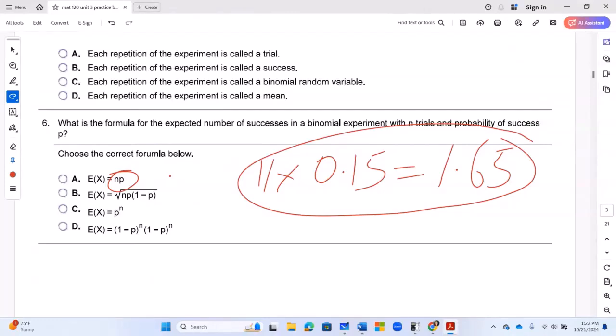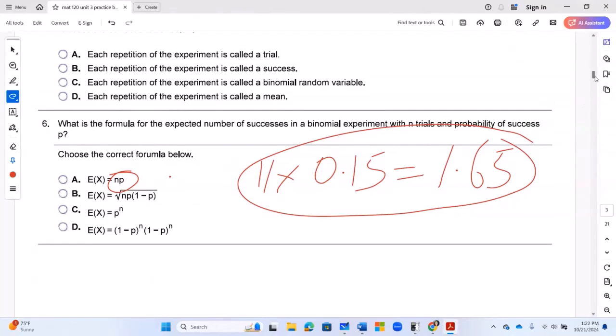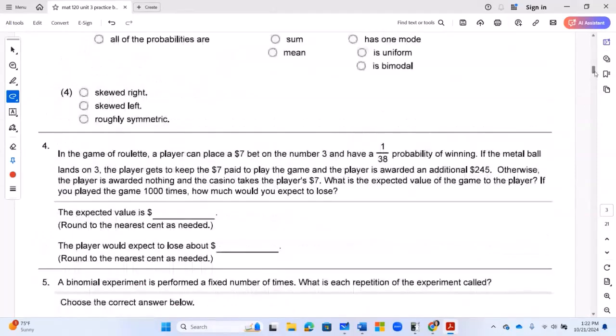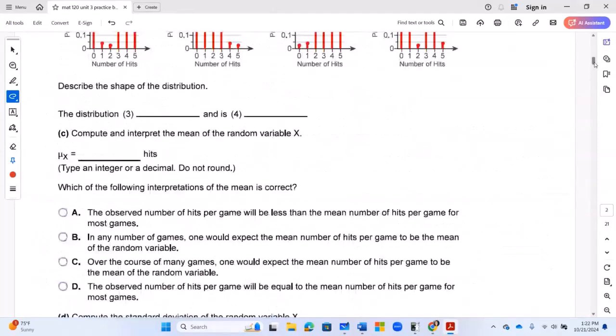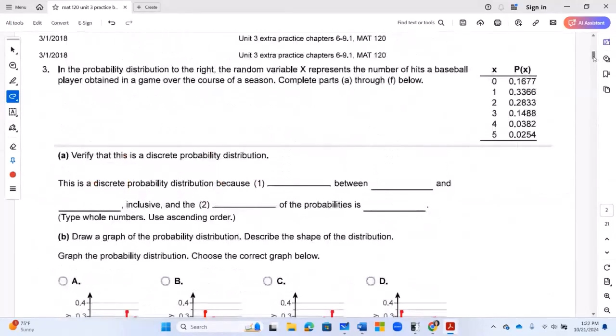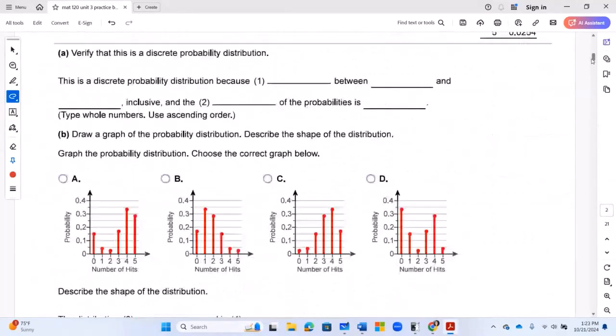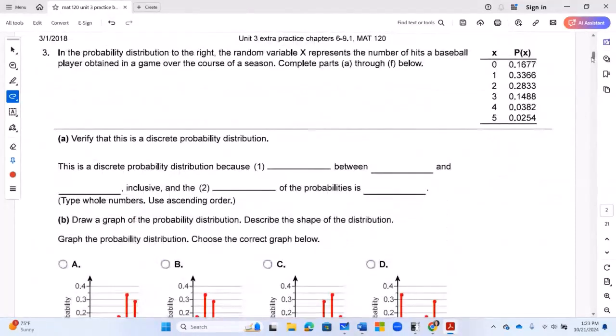The expectation is also the same for discrete probability distribution. Okay, so we're going to get one question on discrete probability distribution and make sure we review that today also. So for question number 3, it says in the probability distribution to the right, the random variable x represents the number of baseball players obtaining a game over the course of a season. Complete parts A to F.